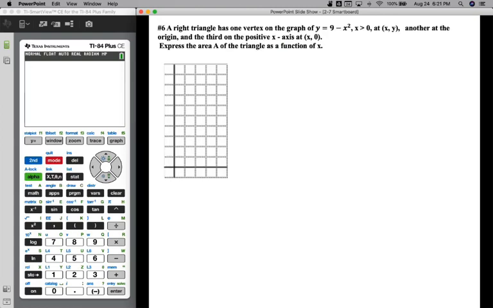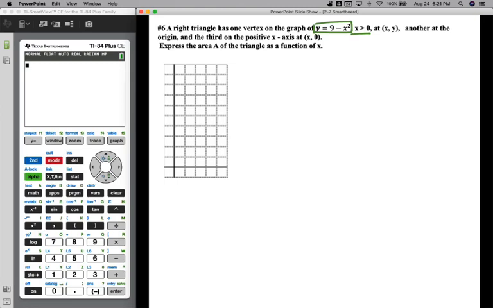All right, the next problem we're going to do is number 6, which is on the bottom of page 16. So go find that. We've got the situation. We've got a right triangle that has one vertex on the graph of y equals 9 minus x squared. I'm just going to highlight what's important here. We also have a domain restriction that we'll keep in mind. So we're only going to be graphing the positive x values of that parabola. So only everything to the right of the y-axis.